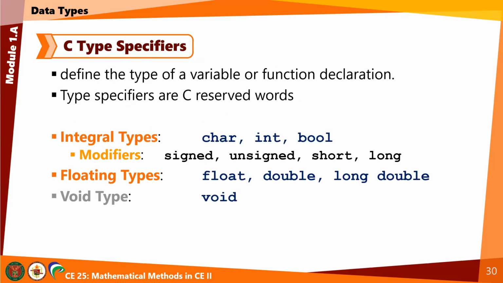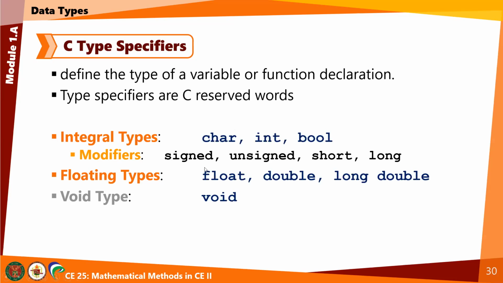Okay, ano ba yung integral types? So nakita nyo na kanina yung char, tama? Nakita nyo na rin yung int. So char is a character. Dali namang tandaan. Char, character. Int is an integer. Okay? Ano yung bool? So this is a computer language thing. Bool has a value of either true or false. Okay? So, pwede siyang maging true, pwede siyang maging false. So dalawa lang yung value niya. So those are the integral types.